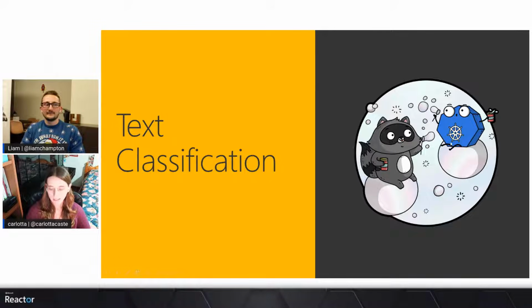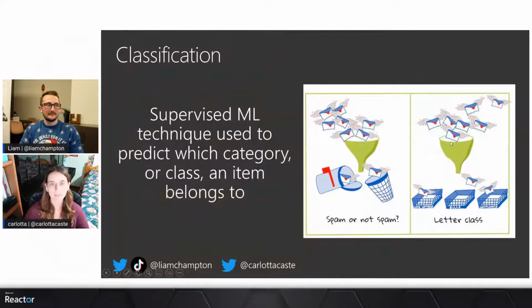But before that, let me just explain a little bit in general what classification is. Classification is a supervised machine learning technique in which you train a model using data that includes both the features and the known value for the label. And you want to get as output a category, a class, the input item belongs to.